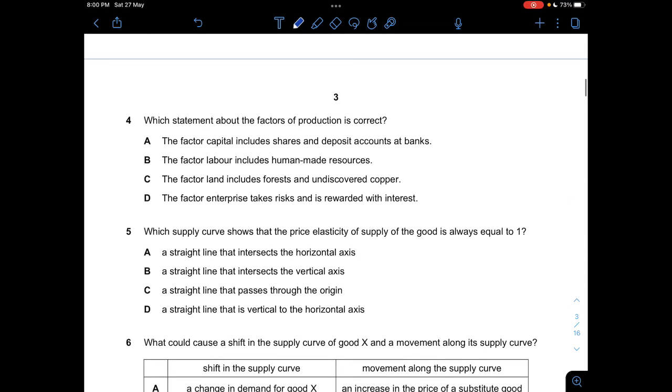Question 4, which statement about the factors of production is correct? So A, it says the factor capital includes shares and deposit accounts and banks, which is not correct.